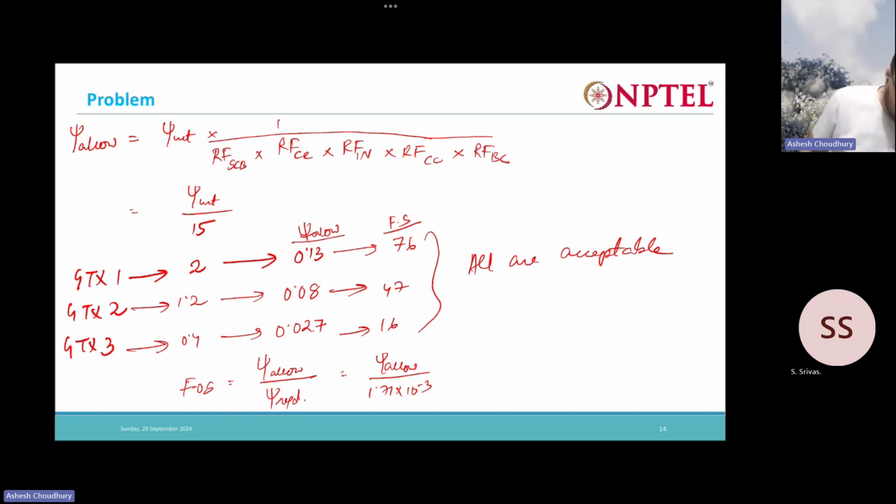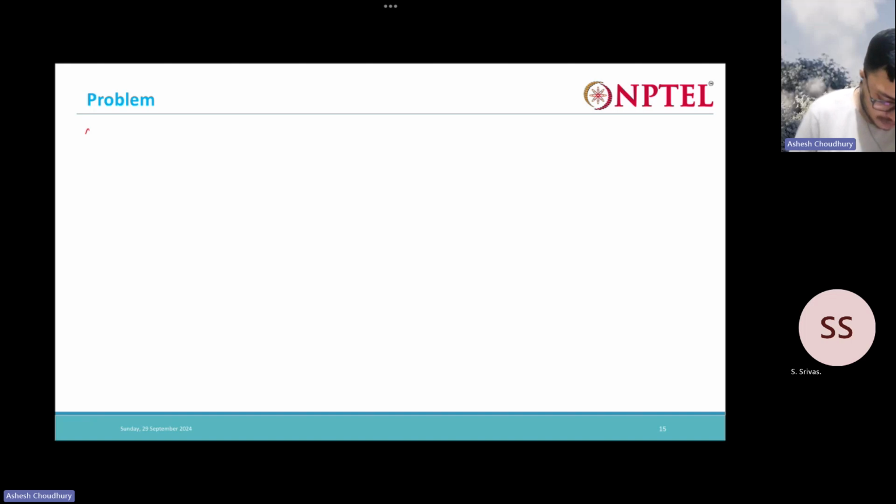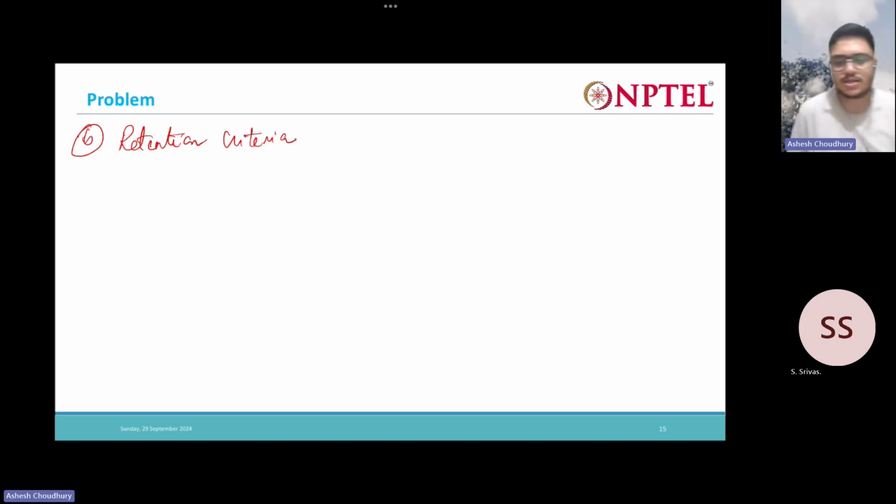Okay, so next we have to check one more criteria. If we satisfy the permeability criteria, the other criteria also have to be checked. The other criteria that we have to satisfy is the retention criteria. As I said, there are various retention criteria given by many researchers. One of those criteria is Carroll's criteria.